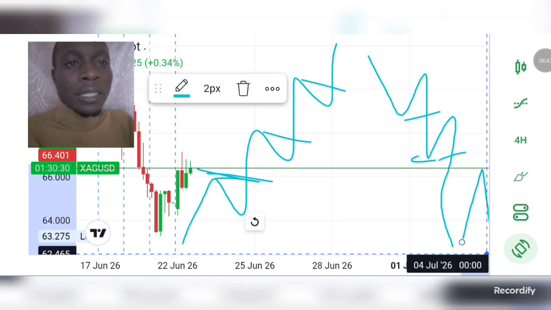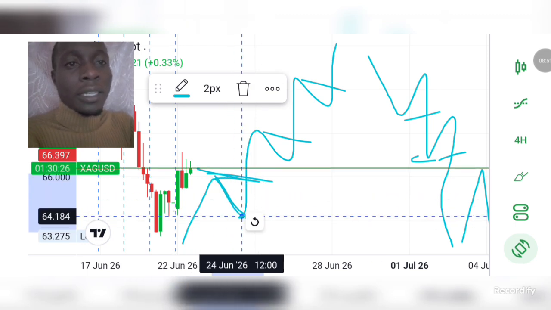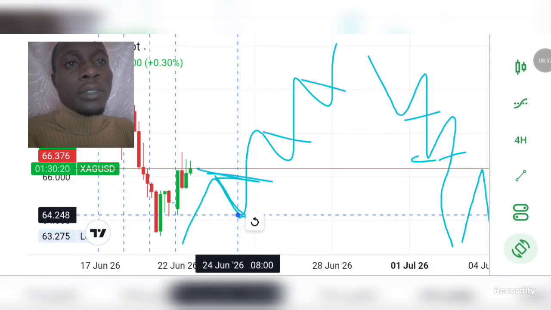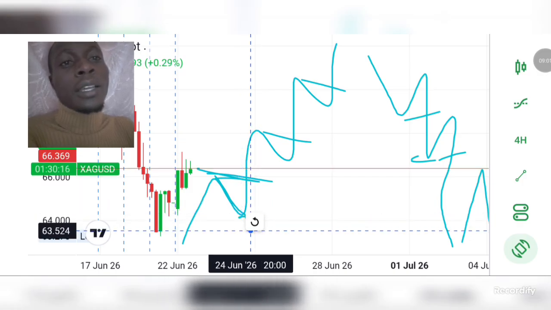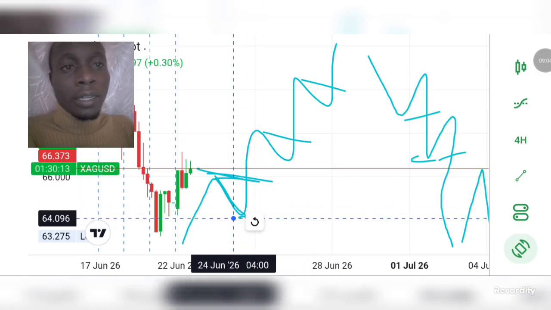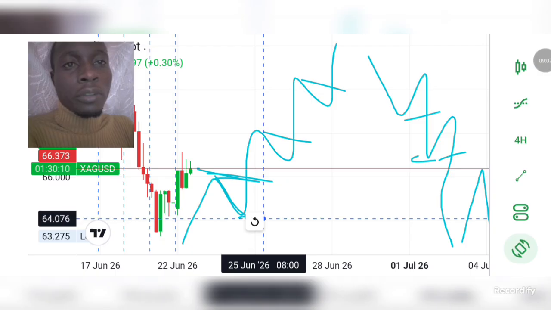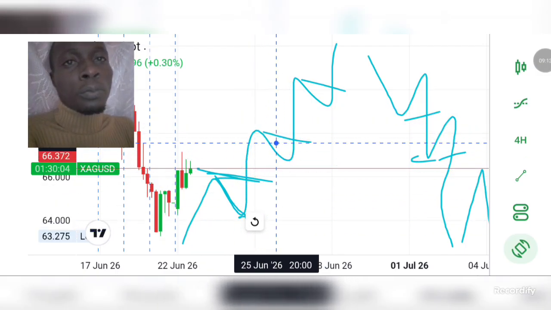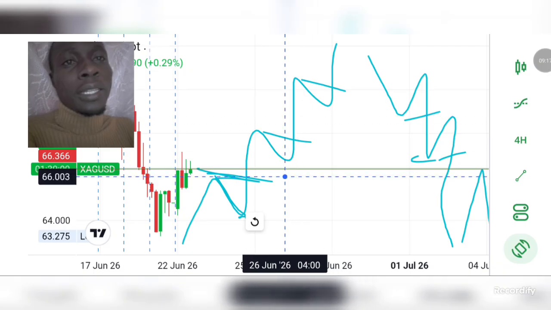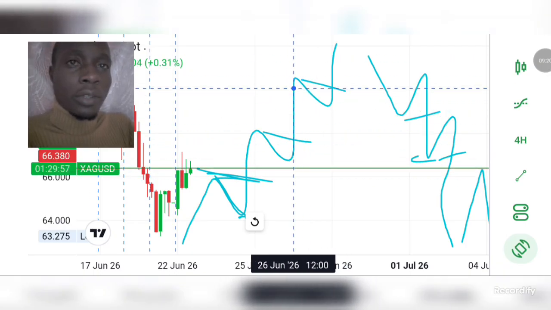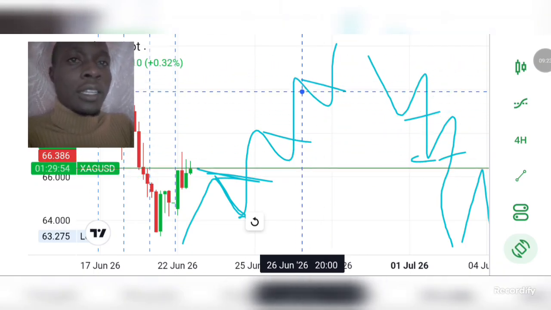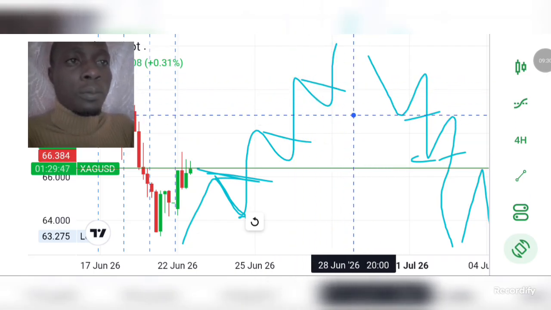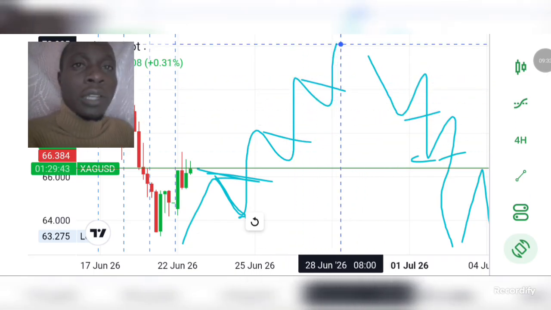So when the sellers try to push the market down like this, up to this point, then the buyers add so much money again, then push the market to the upside. Then again the sellers try to pull the market down, then the buyers get in the market, then continue pushing the market to the sky. Then the sellers again get in the market and take a position, then the buyers take another position here, then continue pushing the market to the sky.